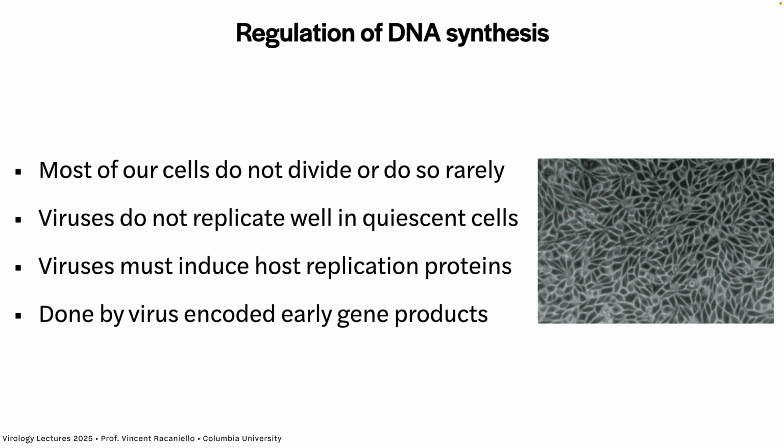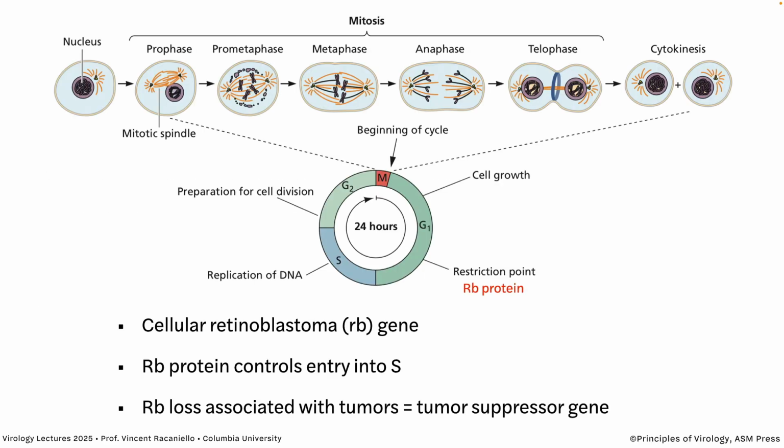It has to be done early, as soon as the virus gets in, right? Otherwise, it's going to be too late. So this is how this happens. Here's the cell cycle, right? There is a roughly 24-hour cell cycle in most cells, where there's mitosis, which is when the cell becomes 2, right?